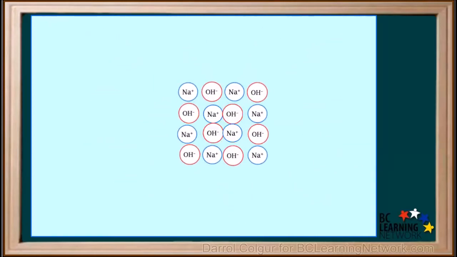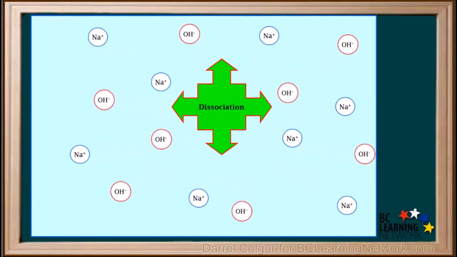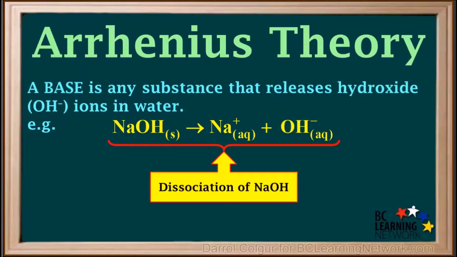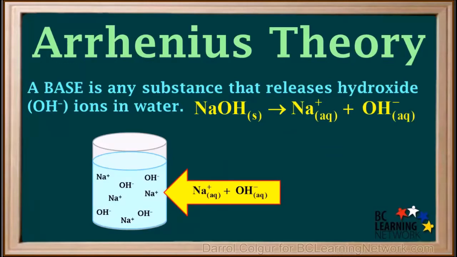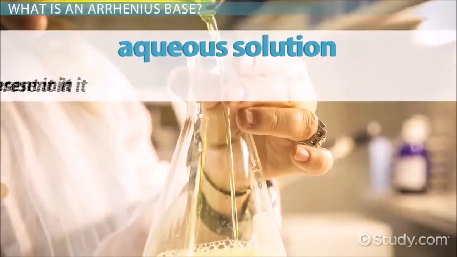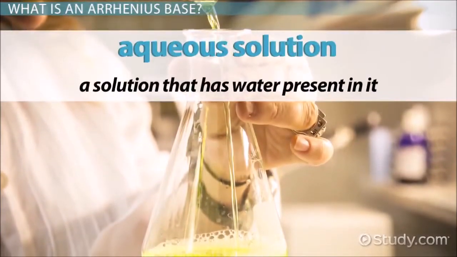This process is called dissociation. The dissociation of NaOH is shown by this equation. NaOH solid gives Na+ aqueous plus OH- aqueous. So according to Arrhenius' theory, an aqueous solution of the base sodium hydroxide could be viewed as free and mobile Na+ and OH- ions surrounded by water molecules. An aqueous solution is a solution that has water present in it.